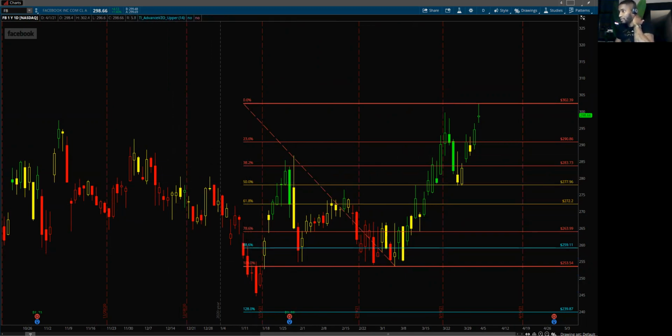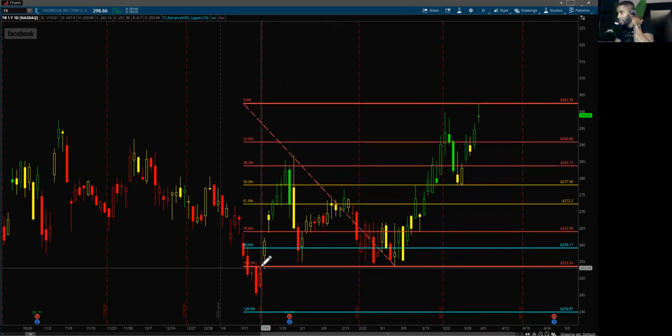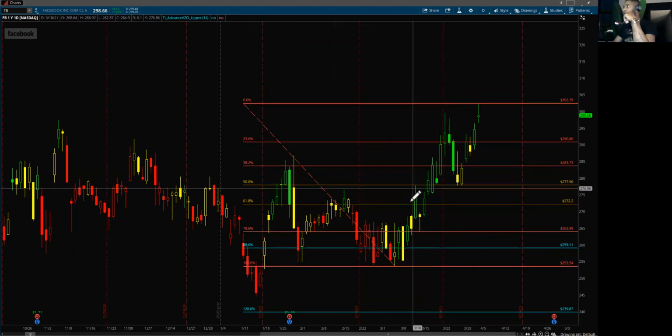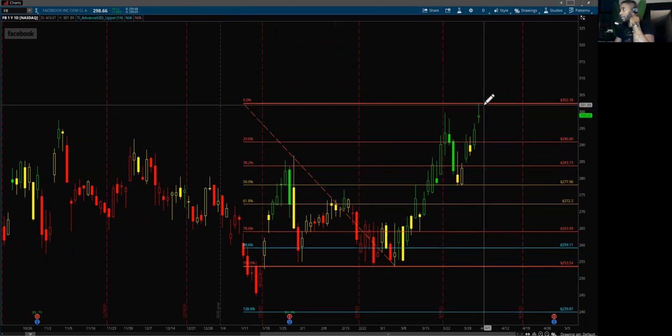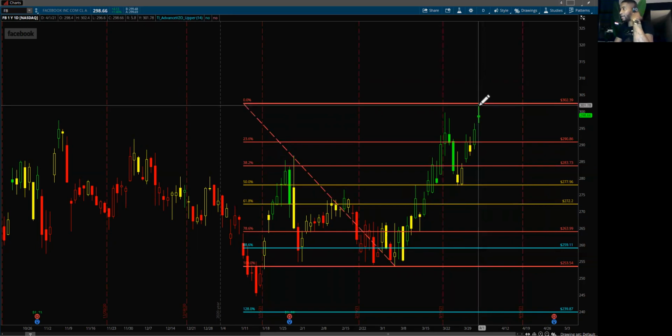Now, what this signifies is this, I'll tell you. Right now, you can see that this is the 100 level right here. What I'm looking for is an entry. Facebook already ran all the way up here to 302, right? So I don't want to just enter at the top here. I want to find an entry.